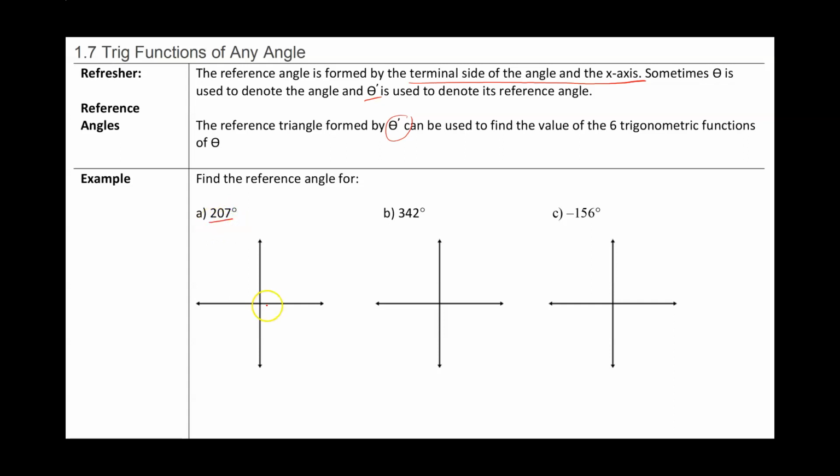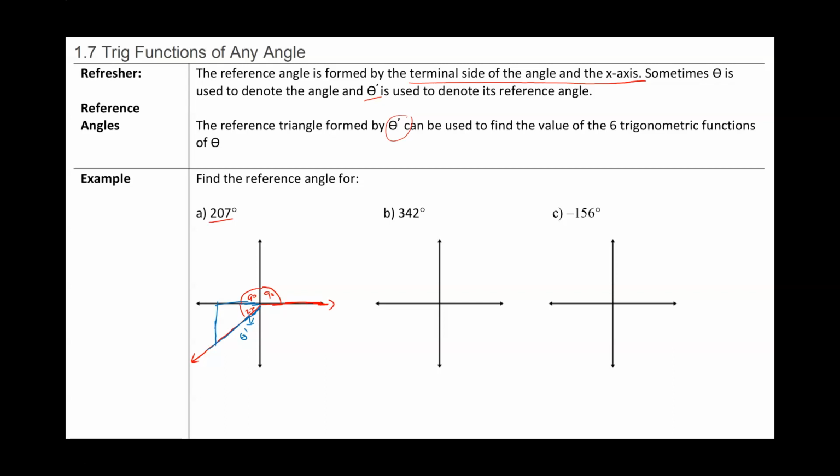Start with 207 degrees. So this is your initial side. We count by 90. So this is 90, and then 90 more. This will give you 180. So if you subtract 207 minus 180, because we've already gone 180 degrees, we need to know how much further do we need to go to get to 207, and that'll be 27 degrees. Now remember that the reference angle is always formed with the terminal side and the x-axis. So this is our terminal side, this is the x-axis, which means our theta prime is going to be 27 degrees.